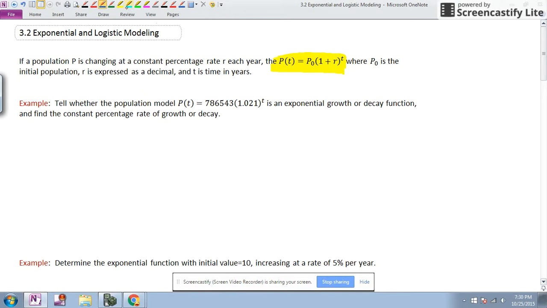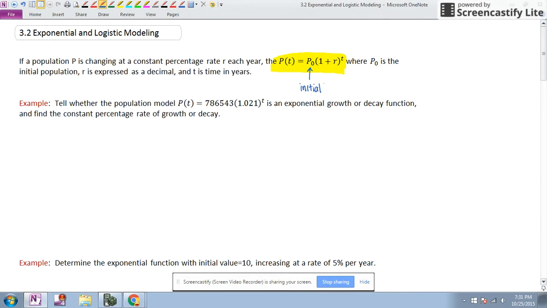Well, P sub 0 is your initial value. So at some point you had to know how much you had, whether it's money or population of jellyfish in the ocean. You had to know that on this day we measured it and this is how many we had. And then in years after that, we started to count how many there were.